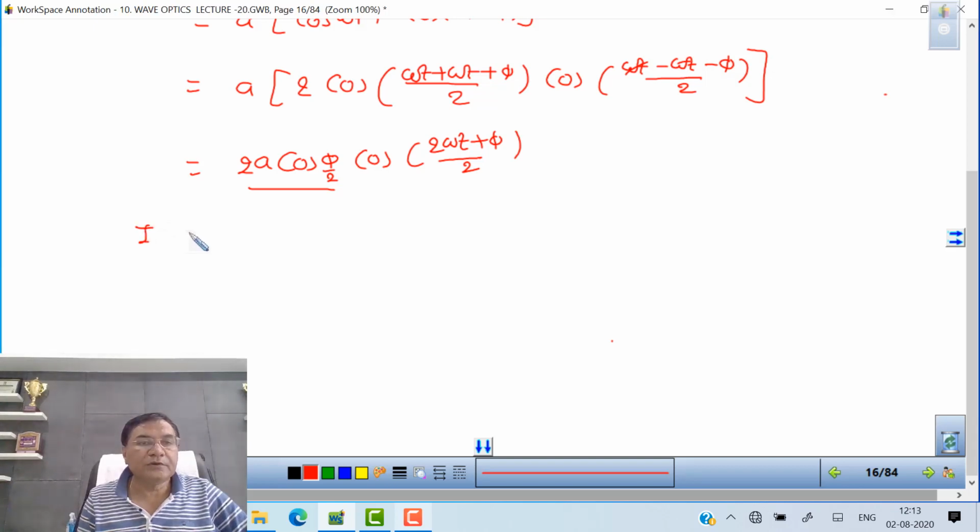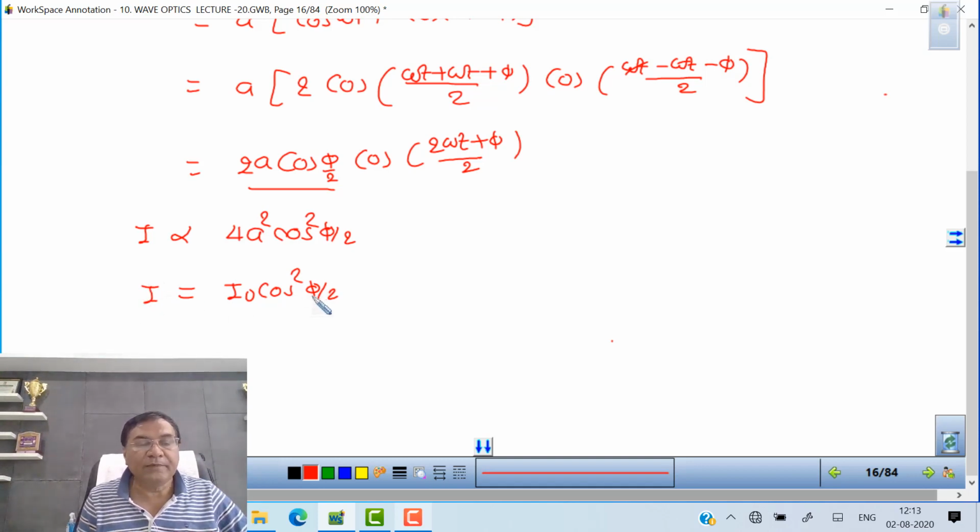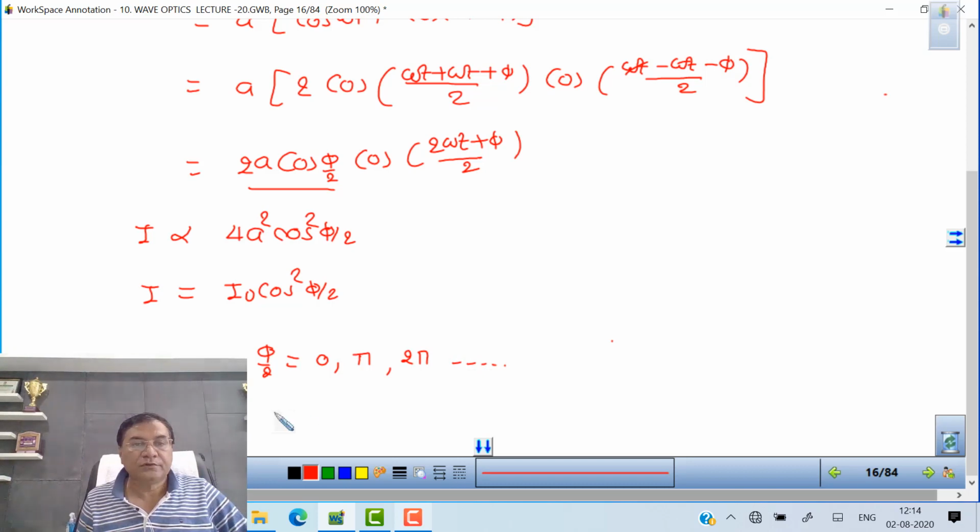So intensity is proportional to 4a square cos square phi by 2. So we can say I equals I0 cos square phi by 2. So the total intensity depends on phi by 2. So if phi by 2 is equal to 0 or pi or 2 pi and so on, what is phi?